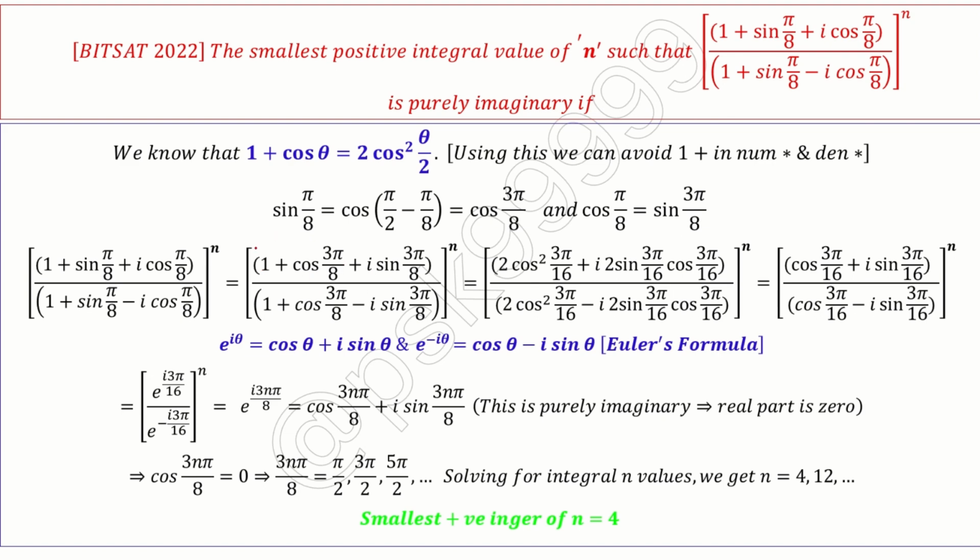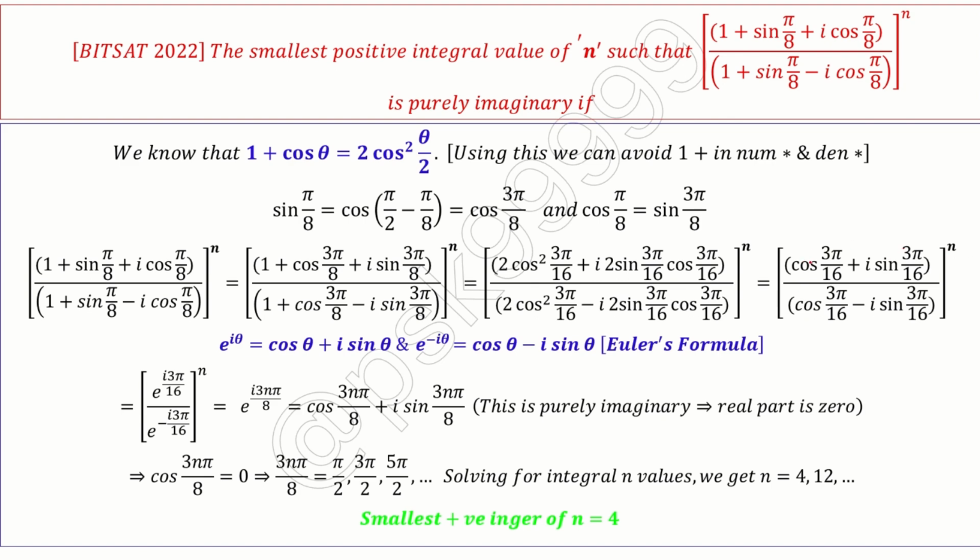And then 1 plus cos theta is nothing but 2 cos square theta by 2. So I am replacing with 2 cos square 3 pi by 16. And then sin theta equals 2 sin theta by 2 cos theta by 2. With this, I can take cos theta by 2 common and cancel. I am getting it in this form.